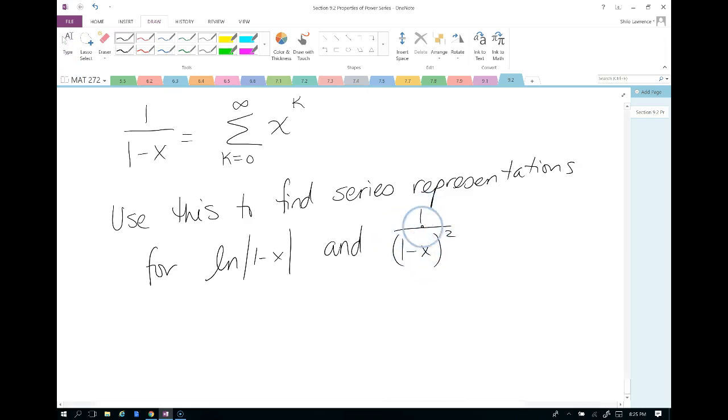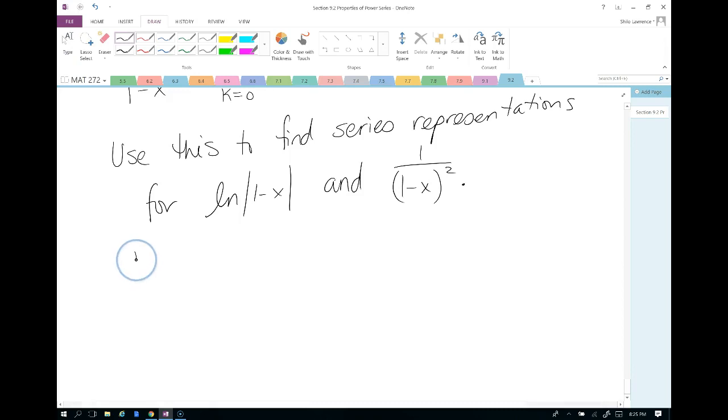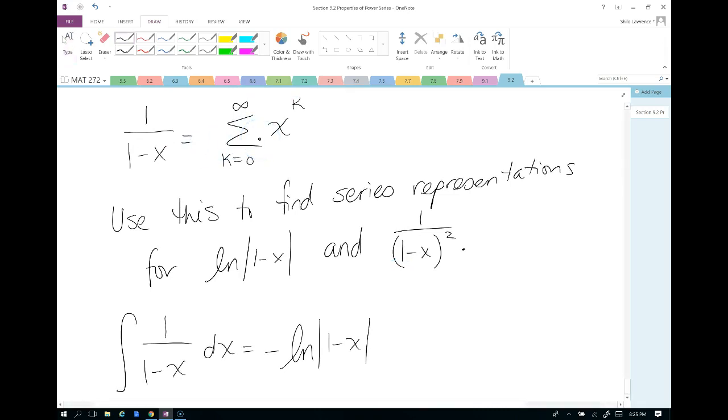You might be tempted to think the second one kind of looks like a composition, but the composition only applies to where the x is. And I've replaced my entire denominator with something different. So the trick here is to recognize that the integral of 1 over 1 minus x is negative natural log absolute value 1 minus x. So if I can just integrate this power series and throw an extra negative in front of it, then I'll have a power series for natural log of absolute value 1 minus x.